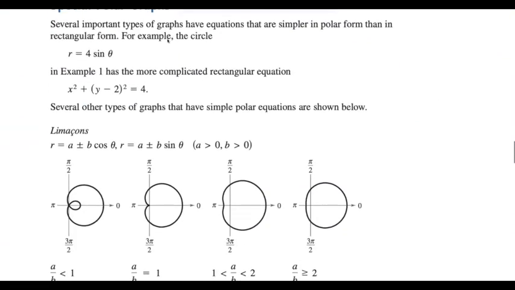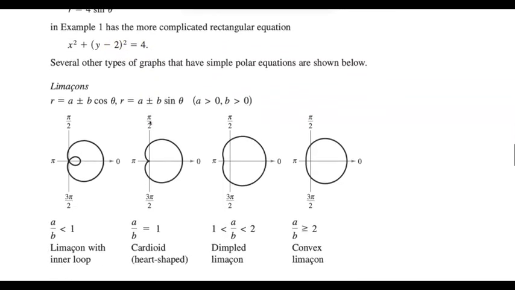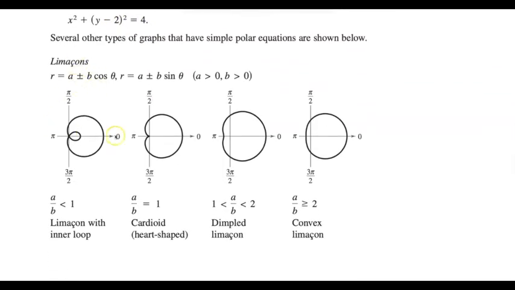Here's some special polar graphs. Several important types of graphs have equations that are simpler in polar form than they are in rectangular form. For example, the circle. r equals sine theta is a circle. So much more simple than x squared plus (y minus 2) squared equals 4. Another version of this is called limacons. These right here are much easier to draw in polar than they are in rectangular.